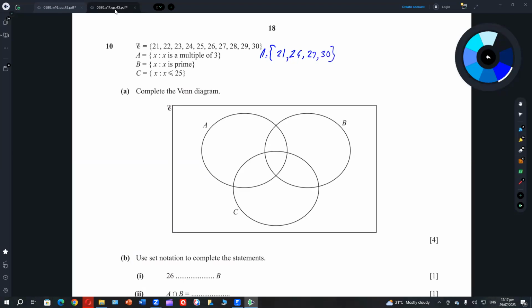So you have a direct solution, and B is a prime number. B is prime: 23 and 29. And C: x is less than or equal to 25. So 21, 22, 23, 24.